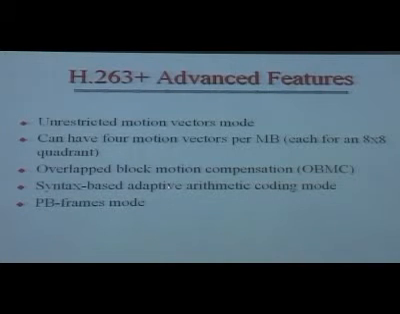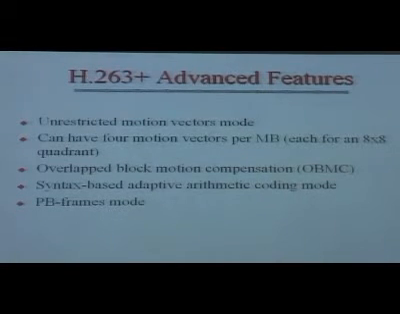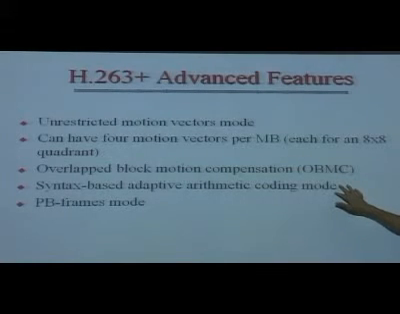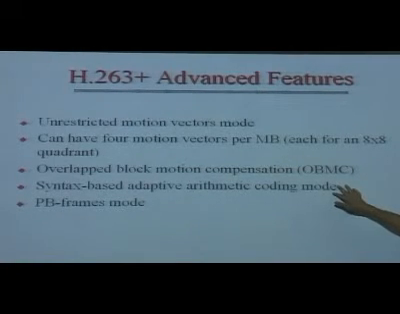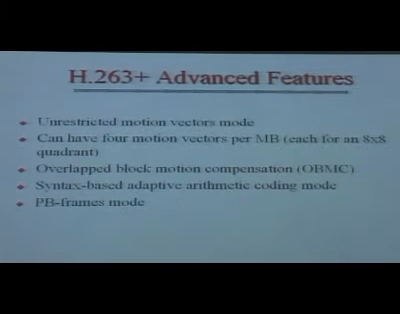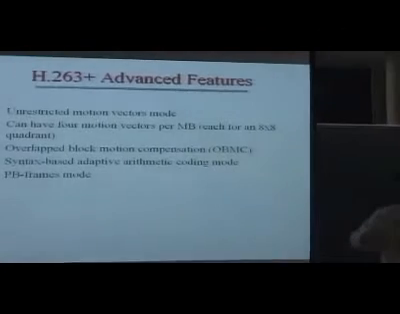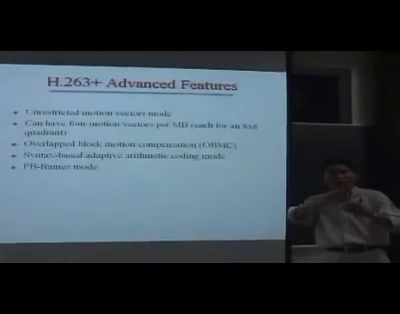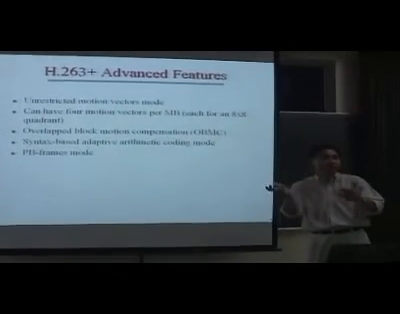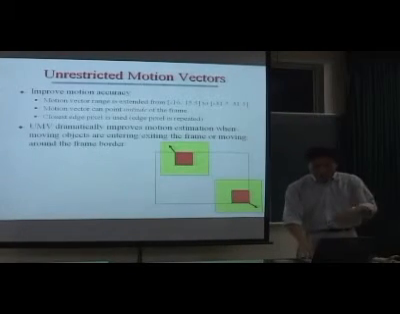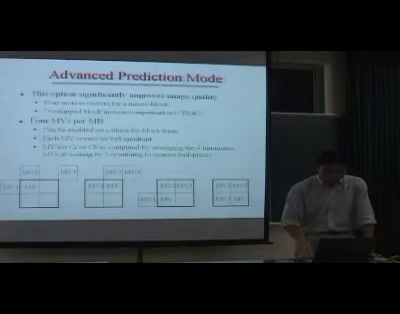It has adaptive arithmetic coding, the type of binary arithmetic coding that we talked about as the entropy coding engine. That is a significant improvement over Huffman. Okay? And then it has the PB frames mode. So in H.263+, it actually has the capability of doing bi-directional motion estimation and compensation. So I'm going to bypass these, okay?